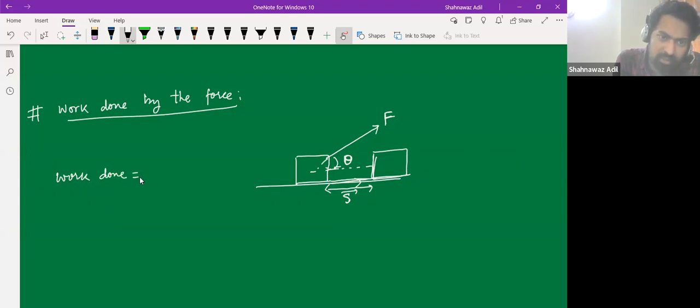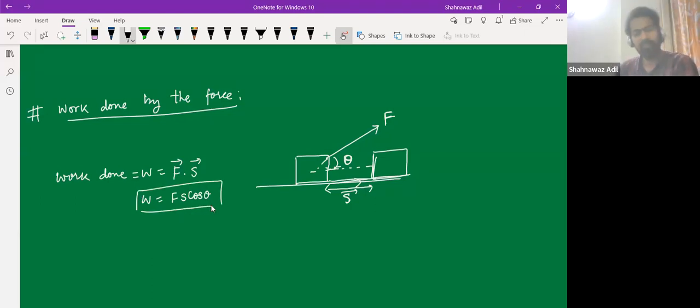So what is the work done by the force? How much is the work done, guys? Can you tell me? If you apply some force on an object and it gets displaced, work done is force into displacement. We are talking about vector quantities, so we will write it in the form of a dot product. Work done is the dot product of F and S, so this is Fs cos theta. This is the work done. Clear, guys?